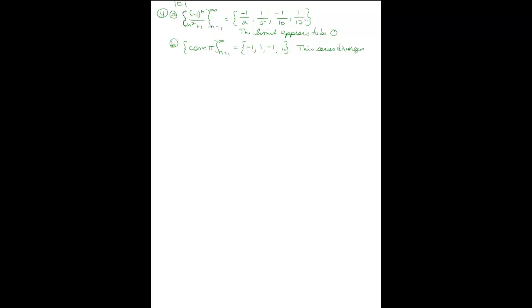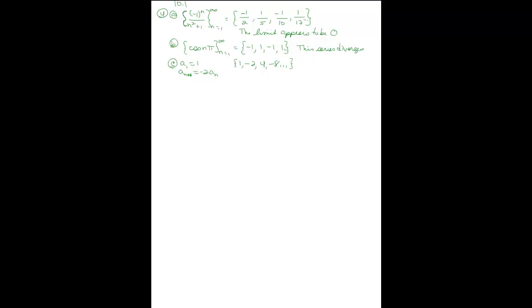Part C, this is a recursive one. They said to us that a sub 1 is 1. They always put the first term last. I don't like that. a sub n plus 1 is equal to -2 times a sub n. So, first term is 1. Then I stick the 1 in and I get -2. Then I stick the -2 in and I get 4. Then I stick the 4 in and I get -8.